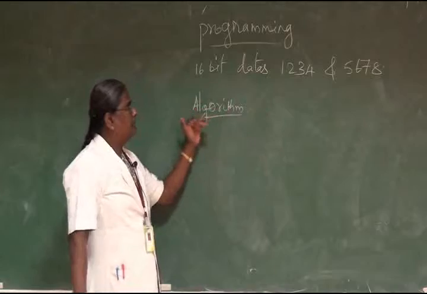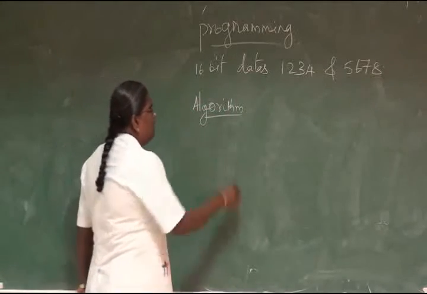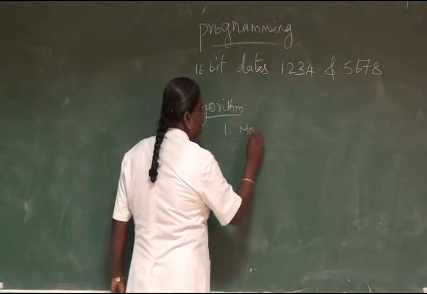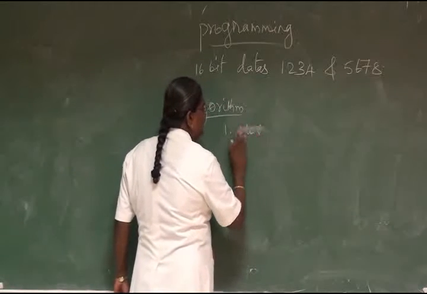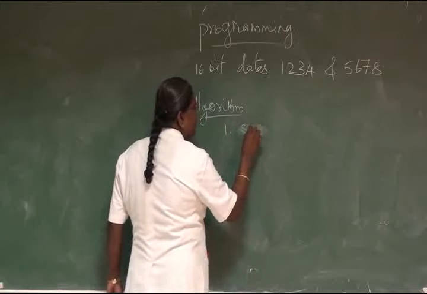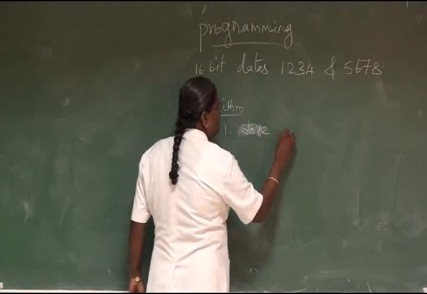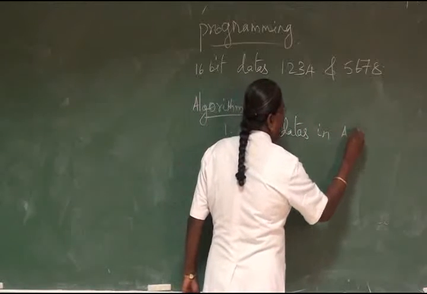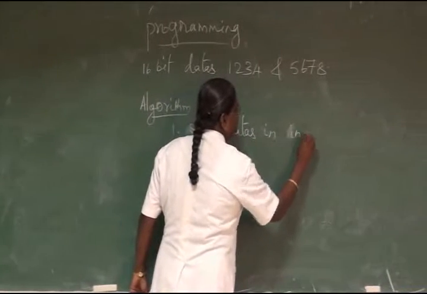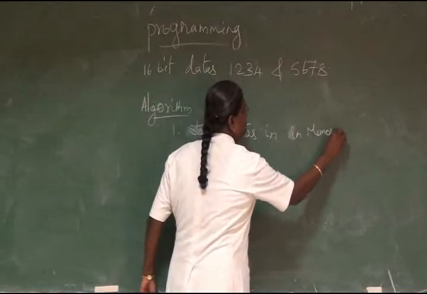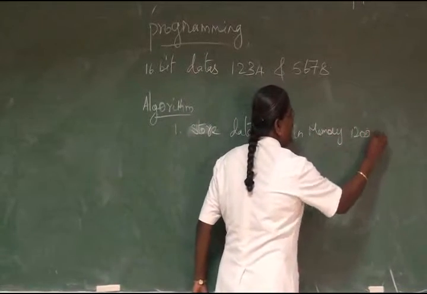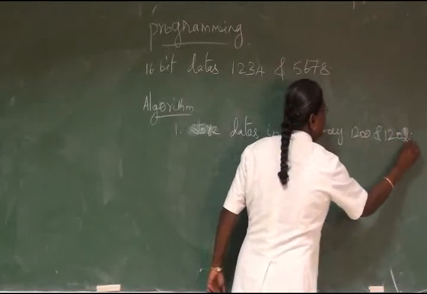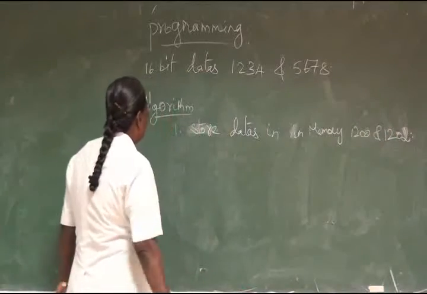In the algorithm, first we have to define the algorithm step by step. First we have to store the data in the registers or in a memory. So store data in memory locations 1200 and 1201. Sorry, 16-bit data, so it should be 1202.